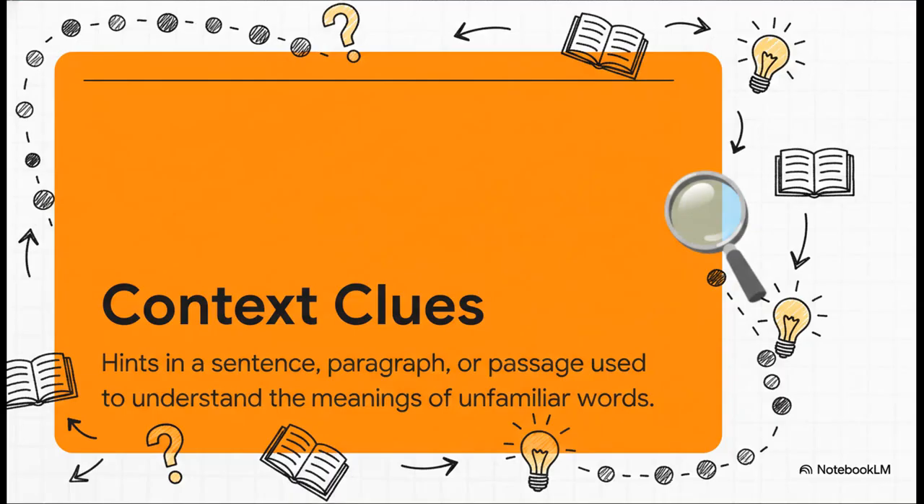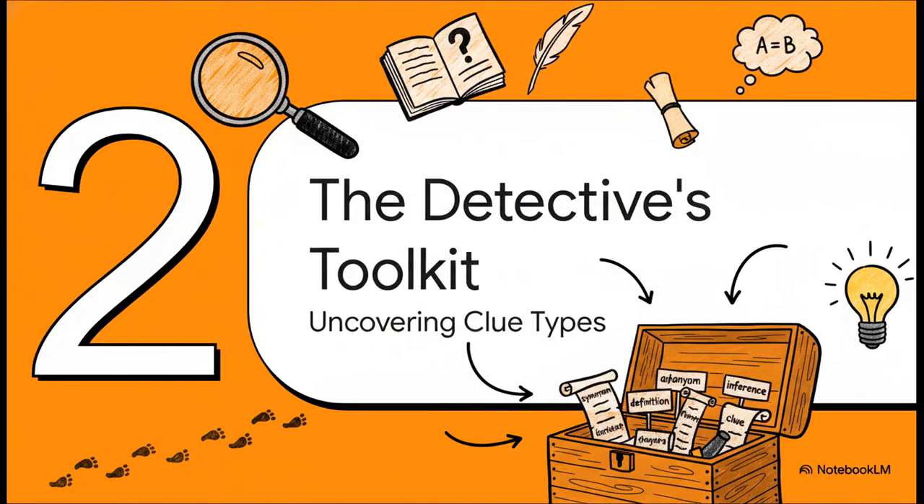So, let's get a proper definition on the books. Context clues are just what they sound like: hints the author leaves inside a sentence or a paragraph to help you figure out what a new word means. I like to think of them like little breadcrumbs the author leaves behind to lead you right to the answer. All right, so every good detective needs a toolkit, right? Well, writers leave behind specific types of clues, and once you learn how to spot them, you can crack any case. So let's crack open our toolkit and see what we've got.